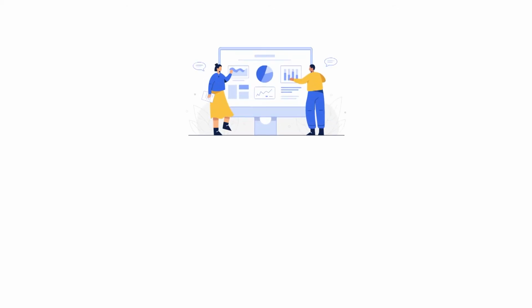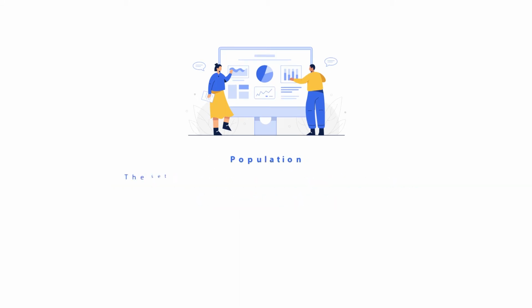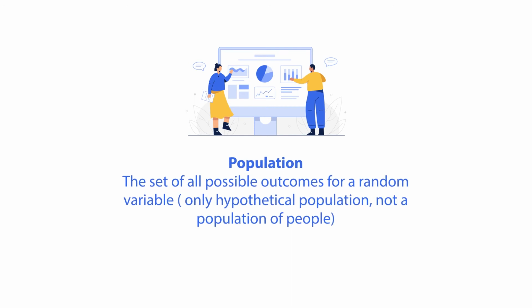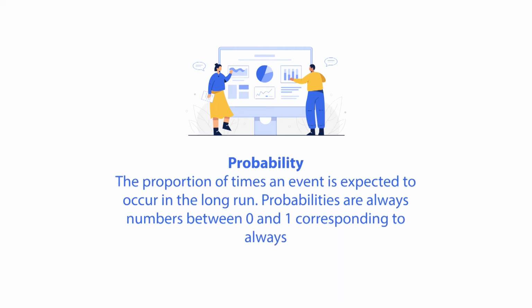So what we observed is that it has a good theory behind it, and there are certain terms which we are going to use in our coming sessions. It's quite omnipresent in nature and quite useful. The random variable is a numerical quantity that takes on different values depending on chance. Population is the set of all possible outcomes for a random variable, a hypothetical population, not a population of people. An event is an outcome or set of outcomes for a random variable. Probability is the proportion of times an event is expected to occur in the long run. Probabilities are always numbers between 0 and 1.